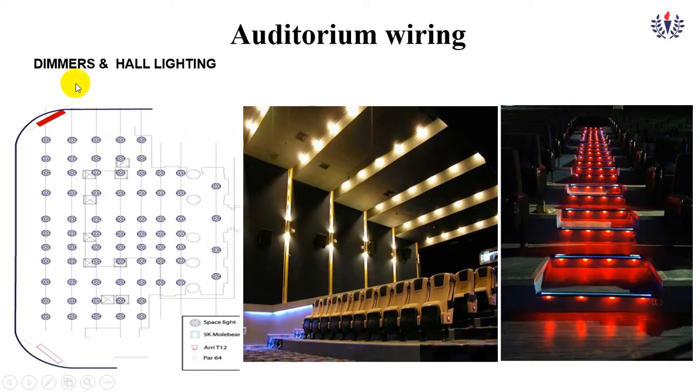And one more thing, these are the dimmers and hall lighting. Here you can see the various spots of light. These are all the wirings that should be done in the auditoriums. And also here there is lighting. So this is the foot lighting where we can watch the stairs, and also some exit lights will be there at the end, so we can move to the exit.